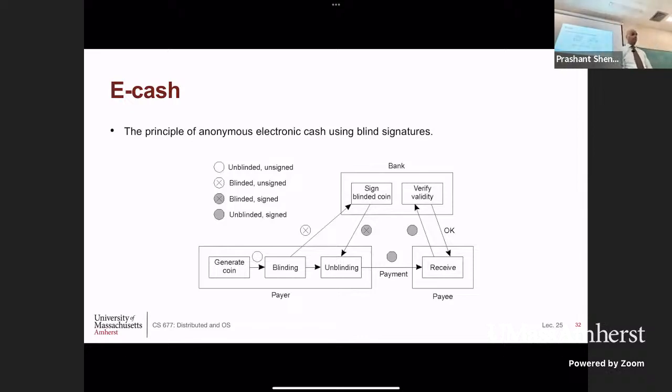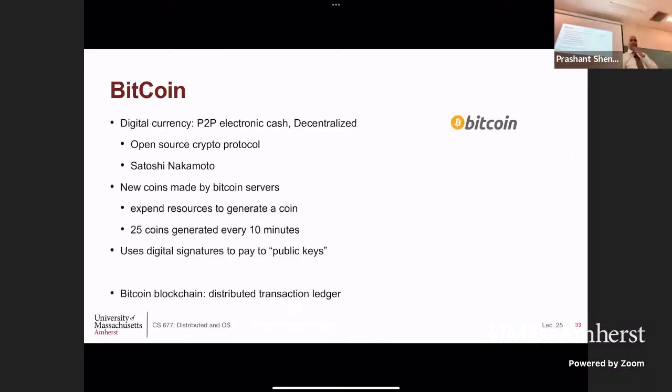What's an example of something that uses it? This was actually a protocol that was built for digital cash, but it never took off. Unfortunately, because people have better things to do, like cryptocurrency. So that leads us to the next thing, which is cryptocurrency. I just have two slides. We are not going to go into this in detail.